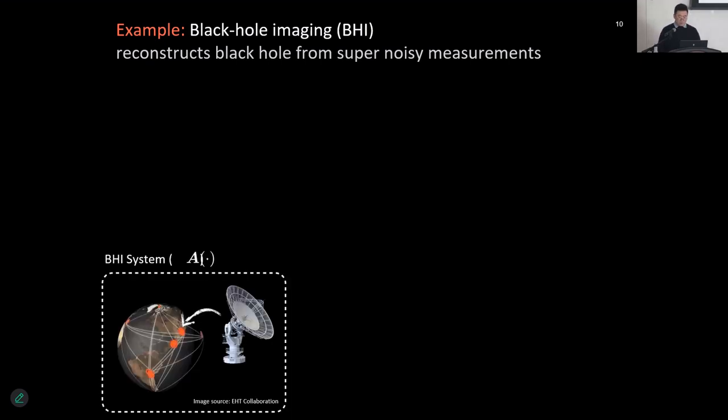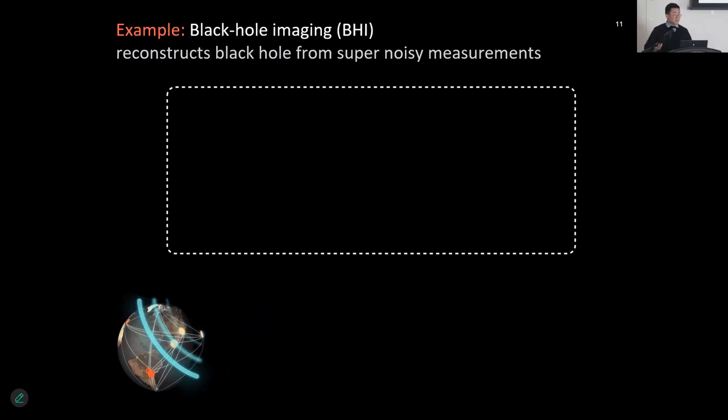The bottom left shows the BHI system. A gentle introduction is this: in order to see black holes that are super far away from us, we need a telescope as big as our Earth. Obviously, we cannot directly build such an Earth-sized telescope. So the BHI system connects multiple telescopes all over the world to form a virtual telescope. You can think of that as the synthetic aperture. Here, each red dot on the Earth represents a telescope.